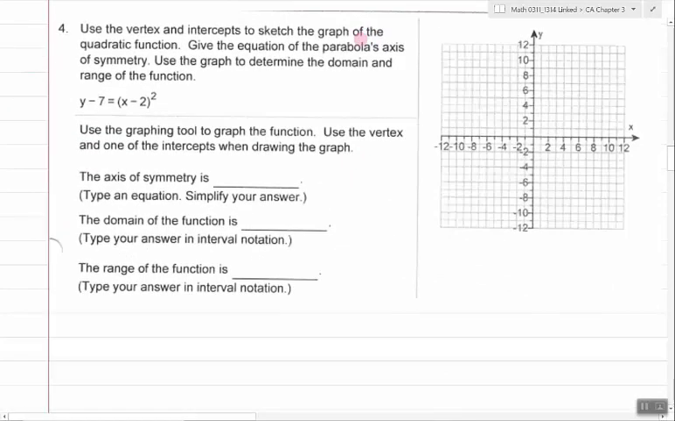There are some things you could do. This is in a different form. Personally, I'm going to change its form. I want y by itself, so I'm going to add 7 to both sides. So I get y is equal to, open parentheses, x minus 2, quantity squared, plus 7. This is standard form. Because it's standard form, the vertex is staring at me. It is 2, 7. Opposite of this quantity, you have to remember that. 2, 7.